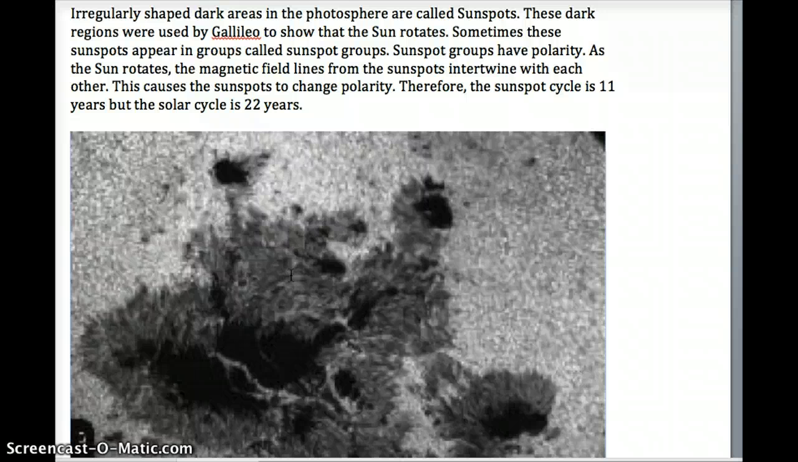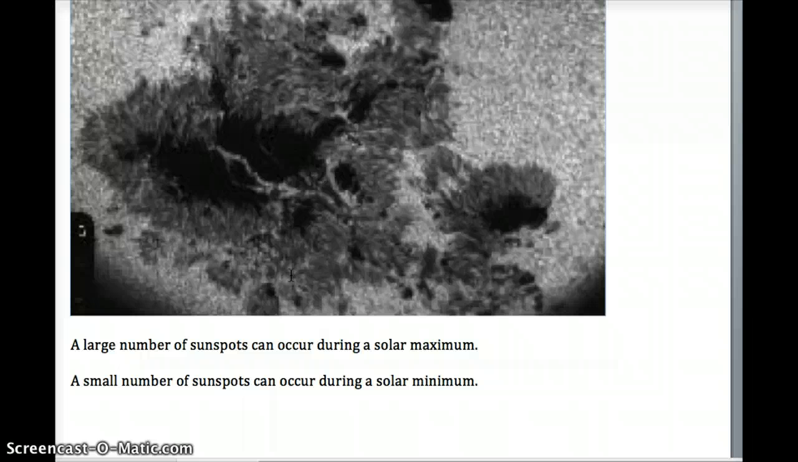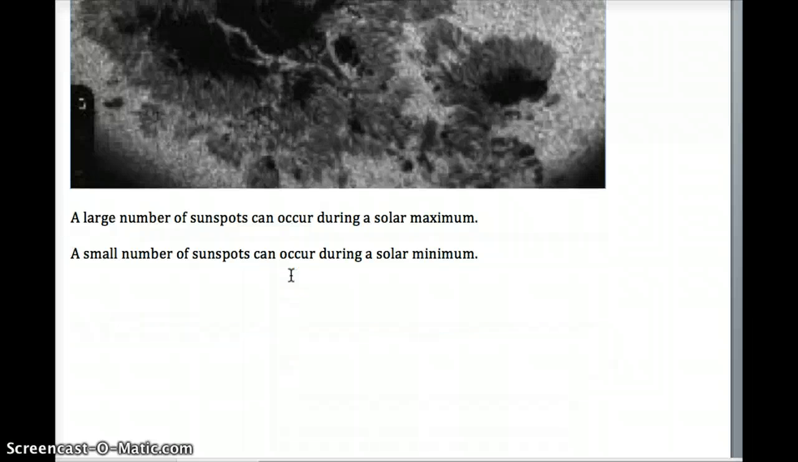Therefore, the sunspot cycle is 11 years, but the solar cycle is 22 years. A large number of sunspots can occur during a solar maximum, and a small number of sunspots can occur during a solar minimum.